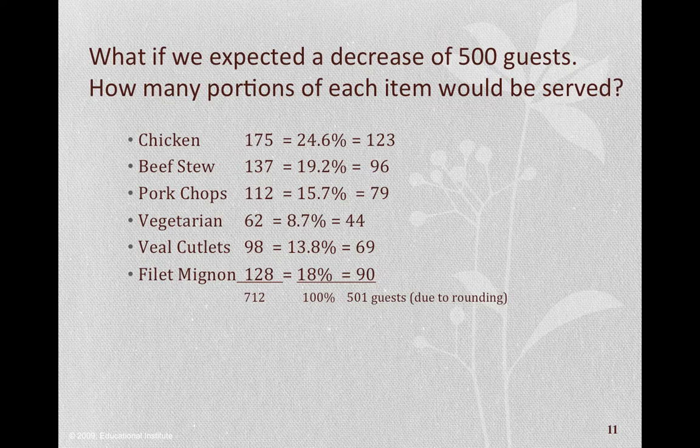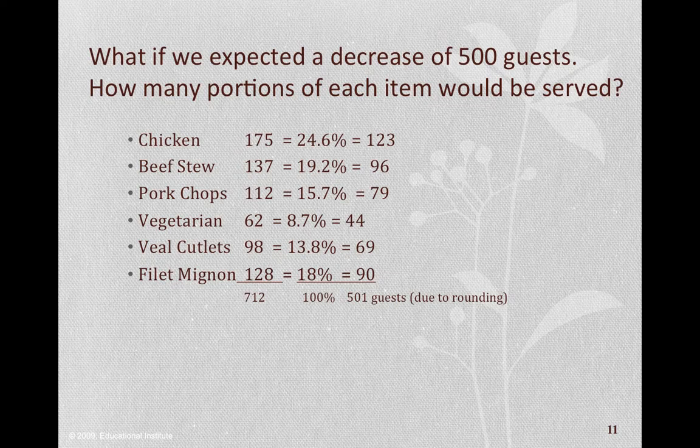Now, due to rounding, you know you can't serve a half a portion, right? So when you calculate these, if you come up with, for example, 78.23 or 78.27, you have to round it up to 79. So due to rounding, when you get down to the bottom, you have 501 guests. But we would expect that the chicken would serve 123 customers, because 24.6% of 500 guests is 123.